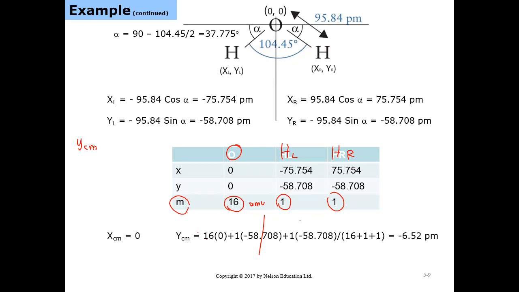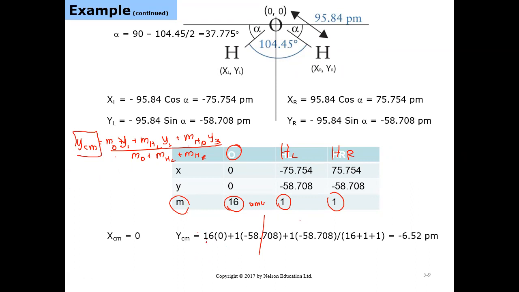The y center of mass is equal to the mass of oxygen times y1 of oxygen, plus the mass of the left hydrogen times the y2 coordinate of the left hydrogen, plus the mass of the right hydrogen times the y coordinate of the right hydrogen, divided by the total mass: mass of oxygen plus mass of left hydrogen plus mass of right hydrogen. So that is the equation. We need the y position and the x also, but you don't have to worry about x. It's easy. Let's focus on the y center of mass.